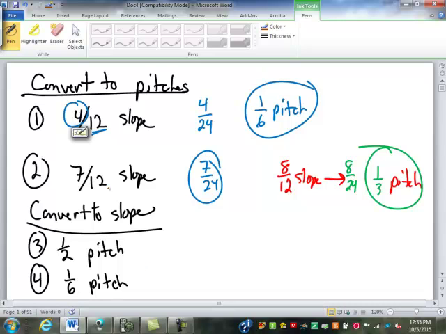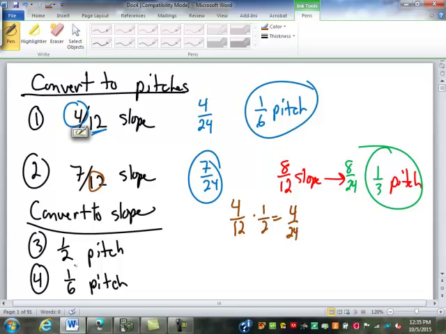So it has to be a 12 on bottom, but we're not going to use the 12. You just take the top number, put it over 24, and reduce. The other way you could do it, by the way, is you could take the 4/12, and you could multiply by 1/2, which becomes 4 over 24, and then reduce. That works the same too.